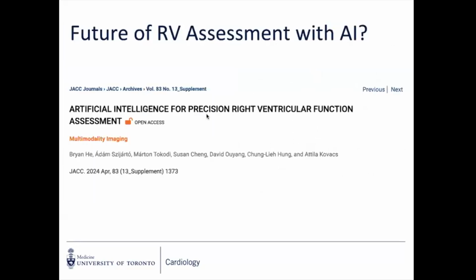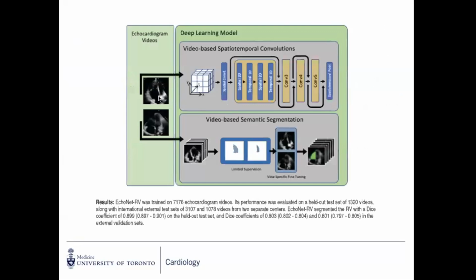In addition to that, this was something else that was published in JACC, looking at how artificial intelligence can be used to precisely assess RV function. They used this AI technology called EchoNet RV, and they trained it using 7,000 echo videos. It was able to use both spatial temporal convolutions and semantic segmentation to get higher resolution images from even what the operator had got on the first occasion, and then acquire measures of RV function. They didn't really provide quantitative data with respect to how well it performed, but it was a pilot study to see how this would perform as a machine learning opportunity.